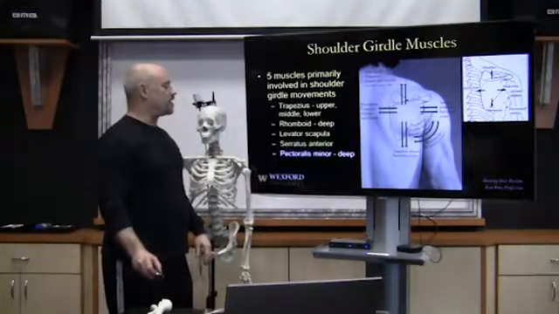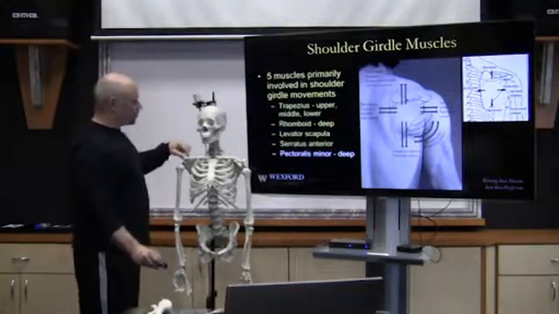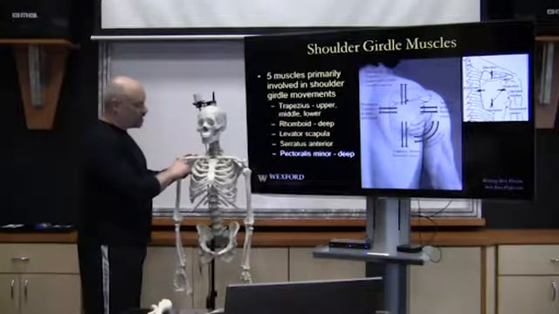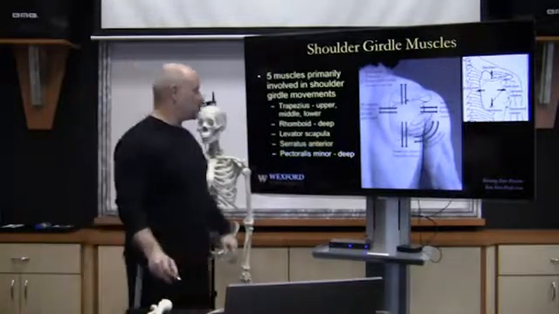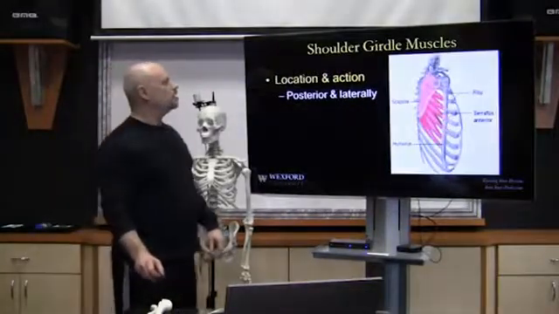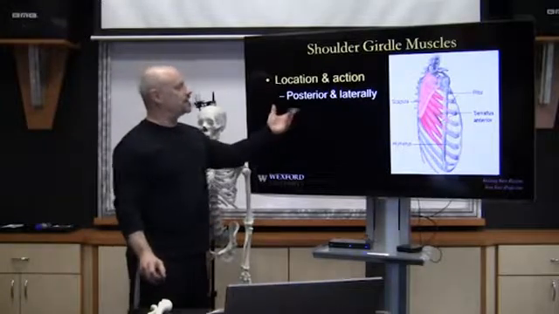Then we have the pectoralis minor, which is very deep. It's attached to the front part of the coracoid process of the scapula, and it's attached to the rib cage. So we're going to take a good look at all these, about exactly what they do. Okay, let's look at the location and action.